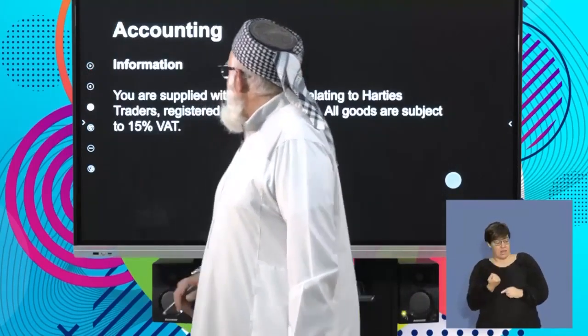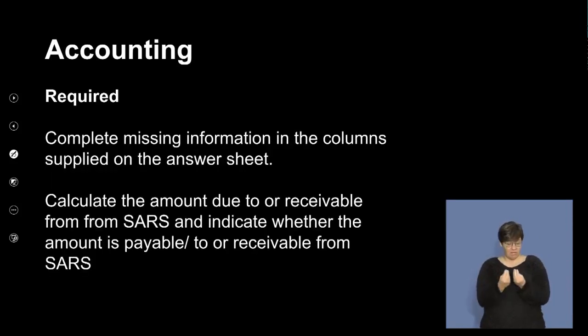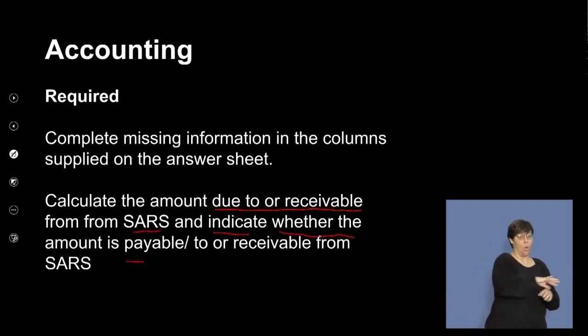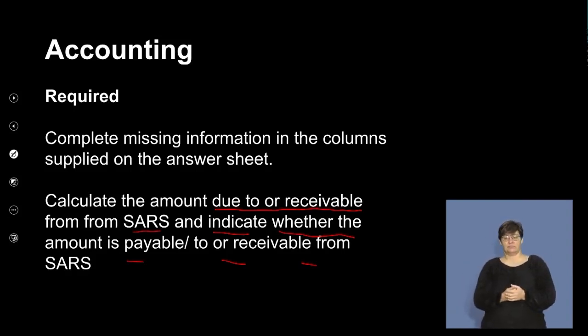Okay, so now we have here, you are supplied with information relating to Hearties traders registered as a VAT vendor. All goods are subjected to 15% VAT. Complete the missing information in the columns supplied on the answer sheet. Calculate the amount due to or receivable from SARS and indicate whether the amount is payable or receivable from SARS. So obviously, once you complete your calculation, you now have to determine whether the amount is due to SARS or due from SARS. Okay? But when we get to that part of the question, we'll answer that.